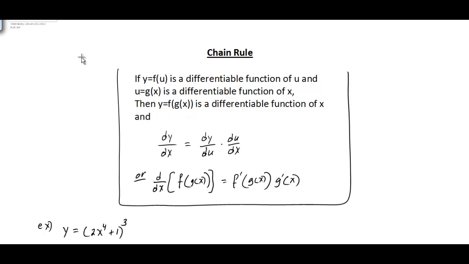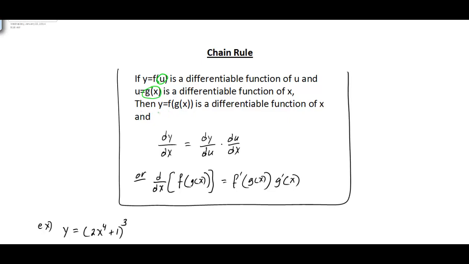So if you notice here, all we're doing is saying that u down here is equal to the function g of x. And what that gives us then here is y equals f of g of x. We have a composite function where g is the inside function of f.